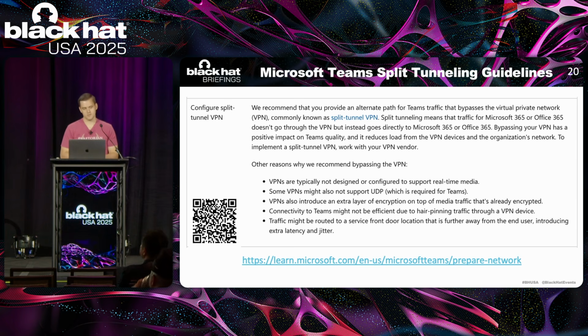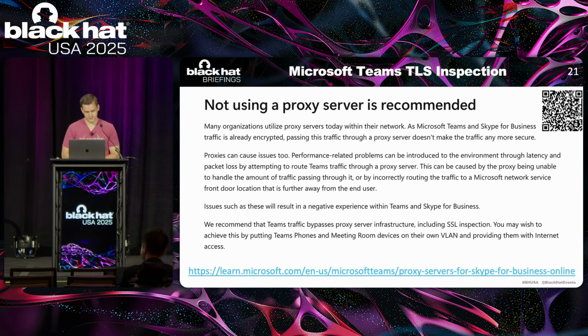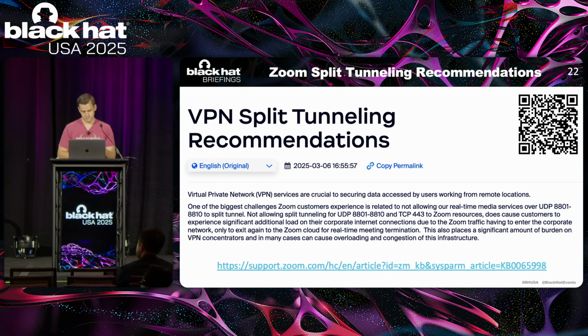So if you think about things like VPN tunneling, they recommend excluding traffic to things like Microsoft Teams from full traffic VPNs. And they also recommend excluding traffic to their systems from TLS inspection. And this is done both for making sure the solutions function properly as well as performance reasons.